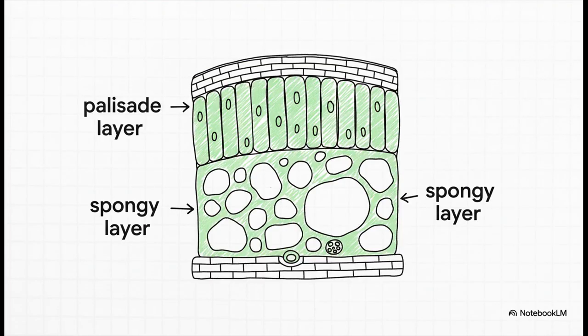A dicot leaf is a masterpiece of design, really. Inside, that mesophyll tissue is divided into two special layers. Right under the top skin, you have the palisade layer. These are long, column-like cells just packed to the gills with chloroplasts to soak up as much sun as possible. And underneath that, you get the spongy layer, which is full of air pockets to let gases move around easily.